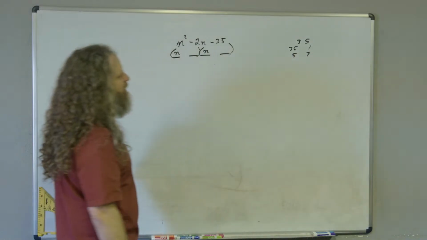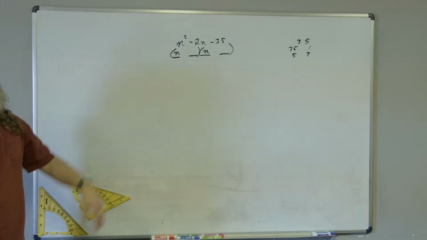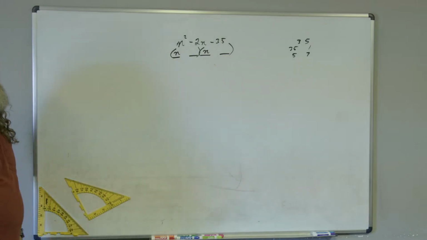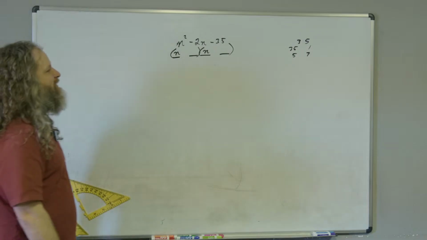Now here's the guess part of the guess and check. Pick one of those. 35 and 1 sounds great. Let's do it.